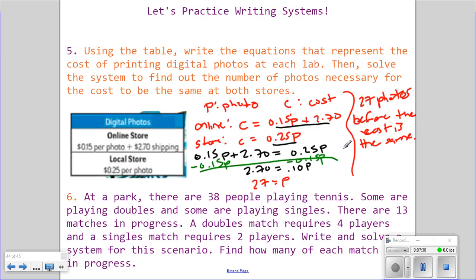If you wanted to figure out what that cost would be, you would just take 27 and substitute it for P into any one of the equations to figure out what the total cost is. But we don't need to do that at this time. The question asks for us just to find out the number of photos necessary for the cost to be the same. So it would be 27.